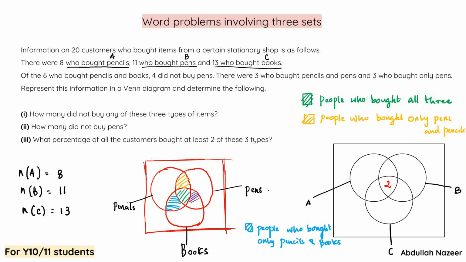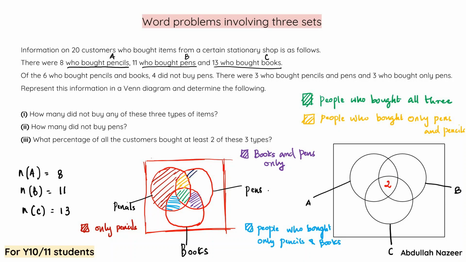And likewise, this region is the number of people who bought books and pens only. So I'll just say books and pens only. Now if we go further outside, we have this region. And this region talks about pencils only because it doesn't have an overlap with the set pen or with the set book. It just talks only about pencils. So that is the number of people who bought only pencils.